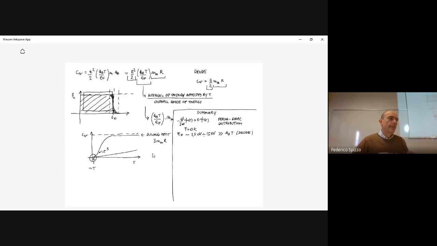So at that point, the occupancy of the levels, as soon as you include electrons in your system and you occupy levels, also including the spin of the electrons, then you start from occupying the low energy levels, and as soon as those levels are occupied, then you need to occupy high energy levels.